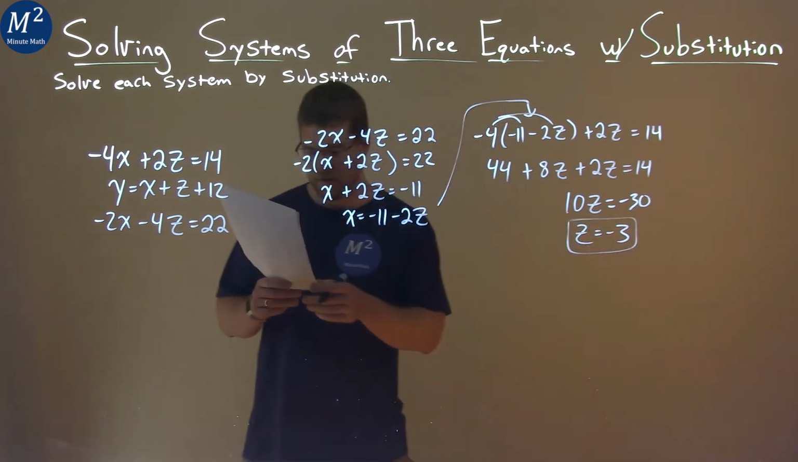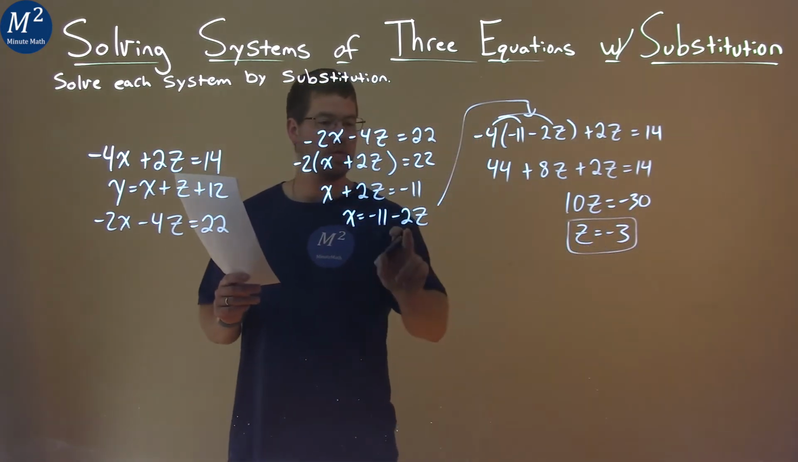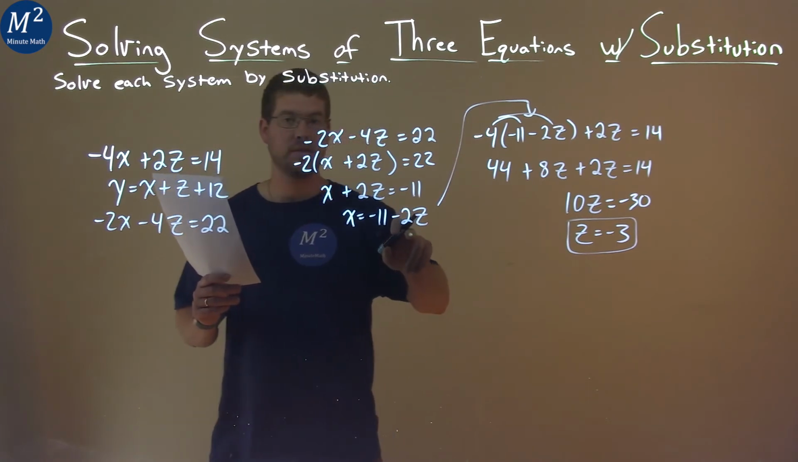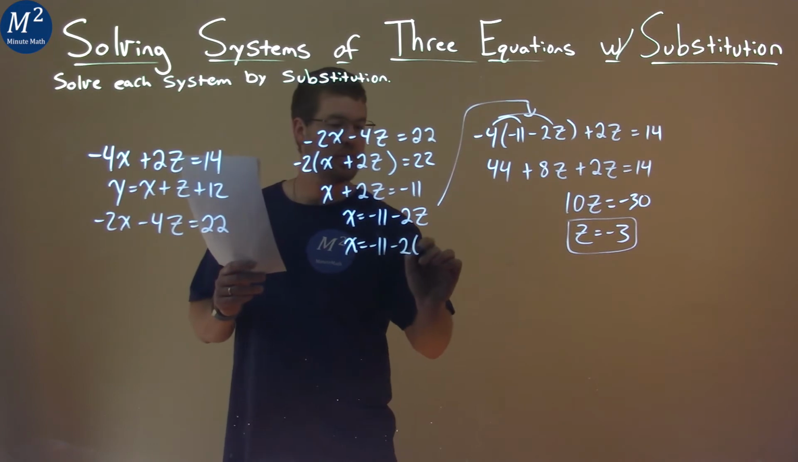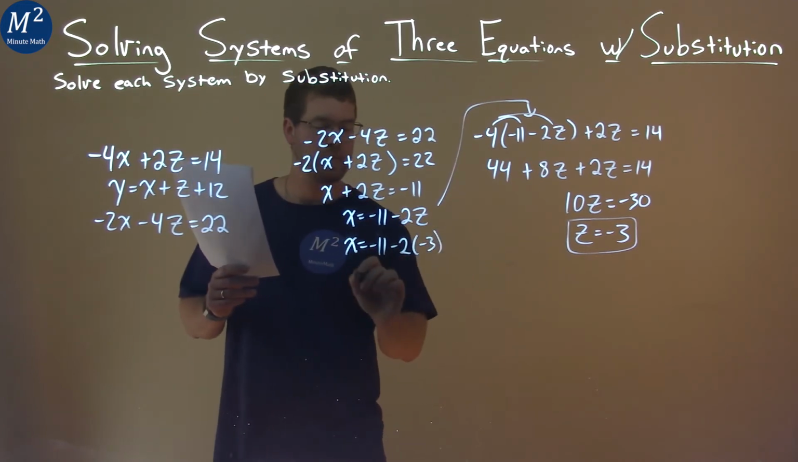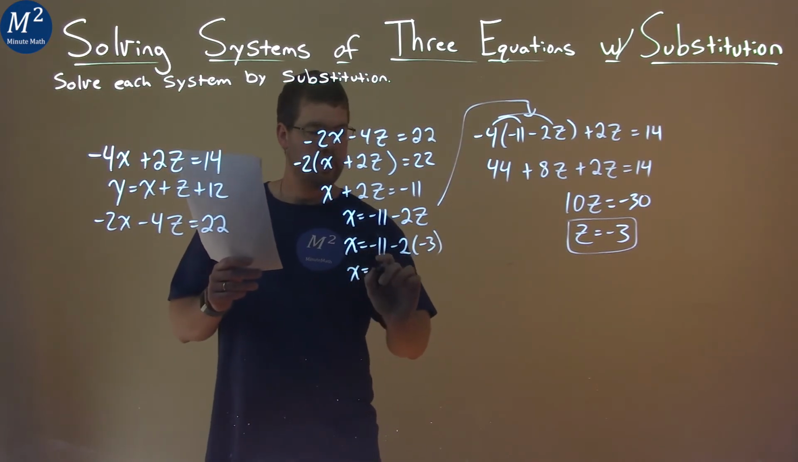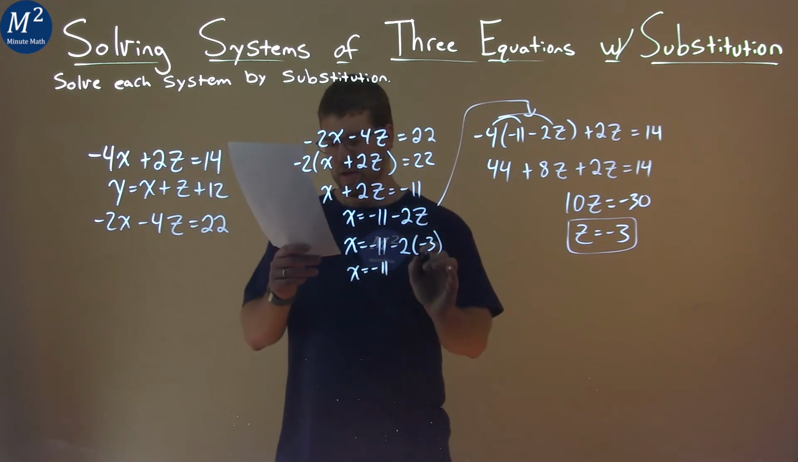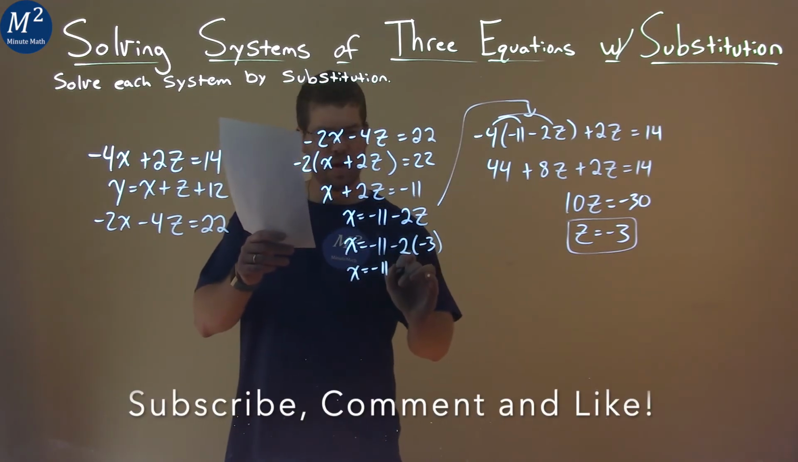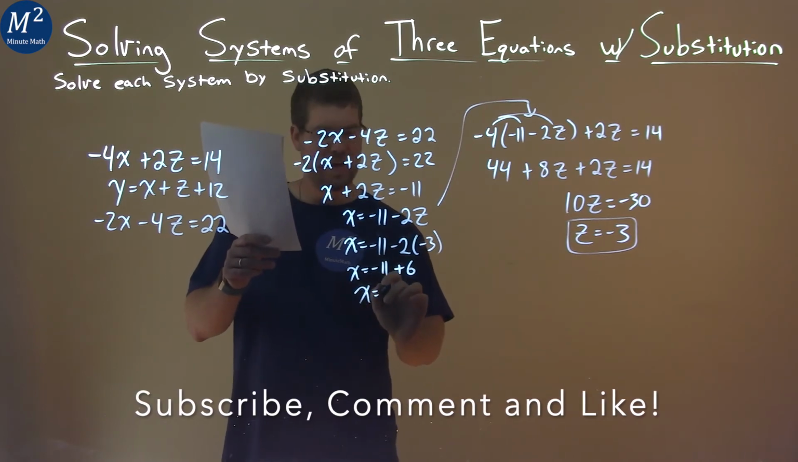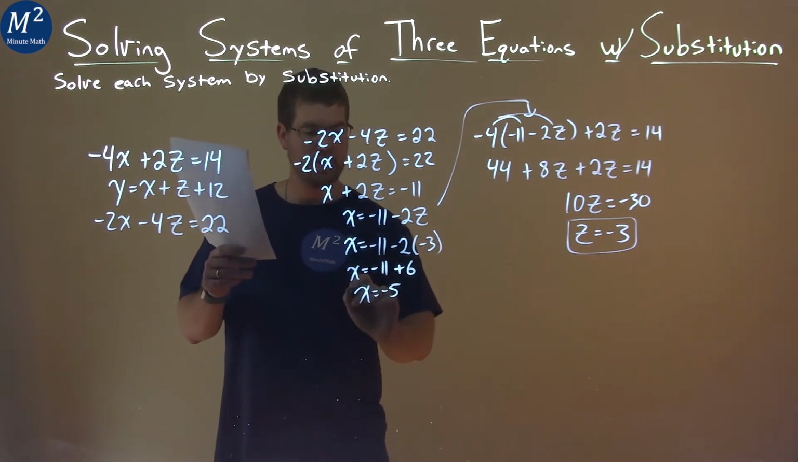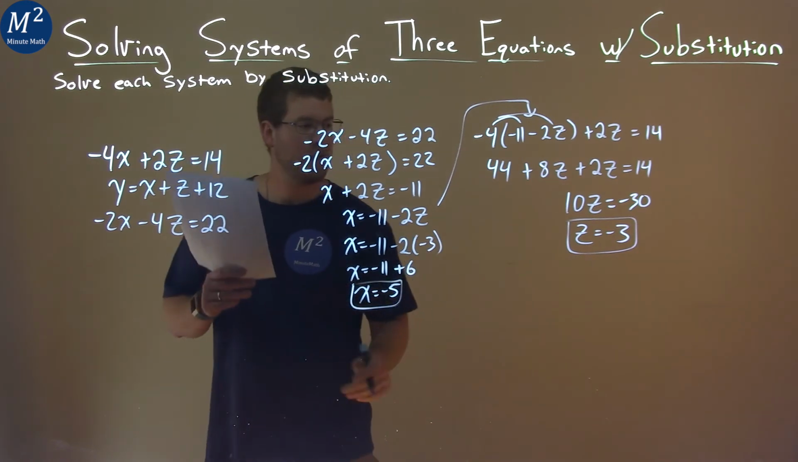All right, we got one of our values. Well, we can use that z equals negative 3, put it in here to find our x value. So x equals negative 11 minus 2 times negative 3. And then simplify: negative 2 times negative 3 is a positive 6. Negative 11 plus 6, x equals negative 5 right there. So we have x equals negative 5, z equals negative 3.